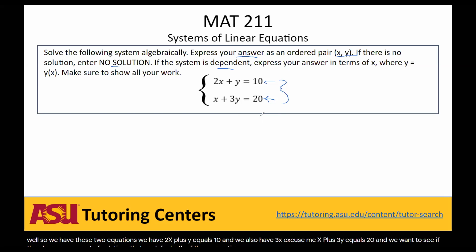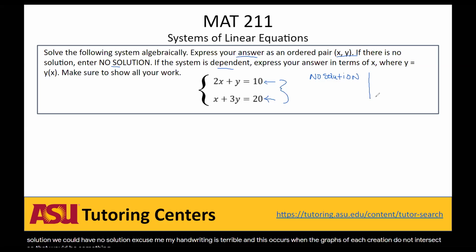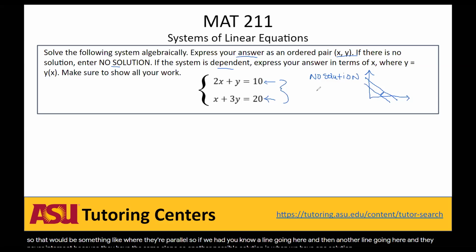So with any system of equations, there are three possibilities for our solution. We could have no solution. Excuse me, my handwriting is terrible. And this occurs when the graphs of each equation do not intersect. So that would be something like where they're parallel. So if we had a line going here and then another line going here, they never intersect because they have the same slope.